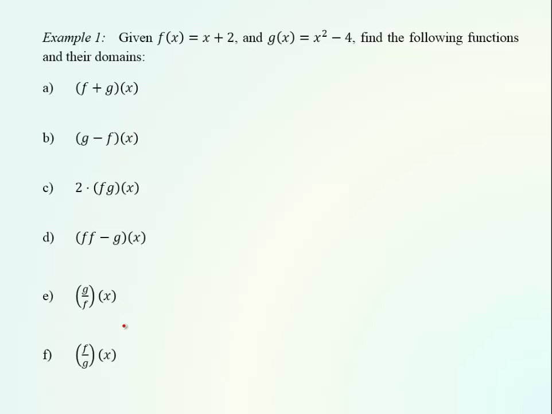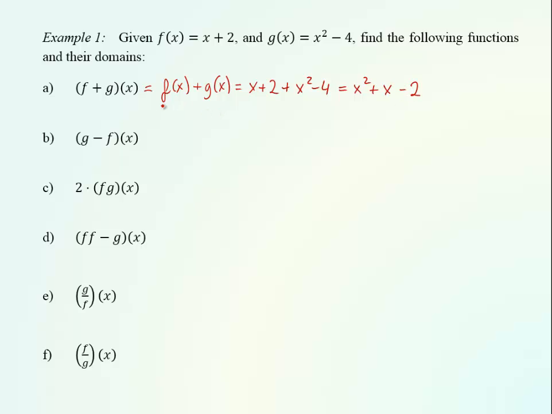Here we have some exercises so we can practice our understanding of this notation. Given two functions, f of x, which is a linear function, and g of x, which is this quadratic function, find the following functions and their domains. So f plus g of x, that's a new function. It's a function that comes from f of x added to g of x, which is simply x plus 2 plus x squared minus 4. That's a quadratic polynomial. Let's simplify it and leave it in that form.